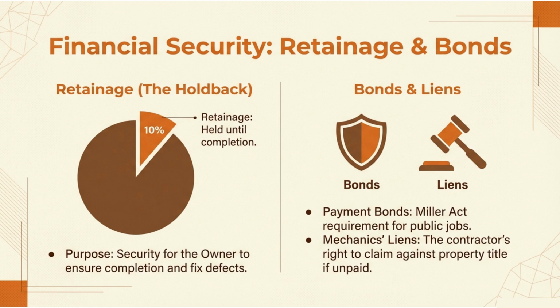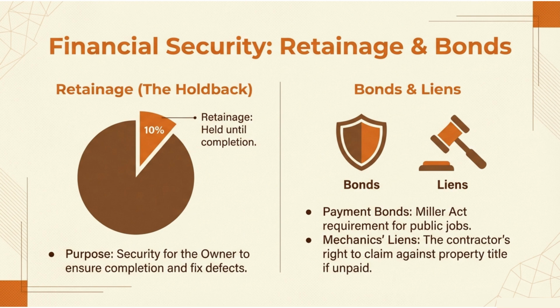Retainage, the holdback. Look at this pie chart. That little 10% slice? That's retainage, money held until completion. Purpose, security for the owner to ensure completion and fix defects. Think of it as an insurance policy. The contractor doesn't get that final 10% until they finish everything and fix any problems. It's motivation in monetary form.